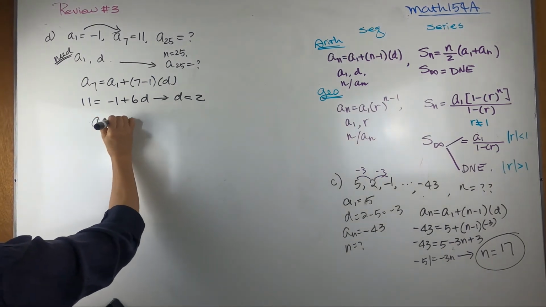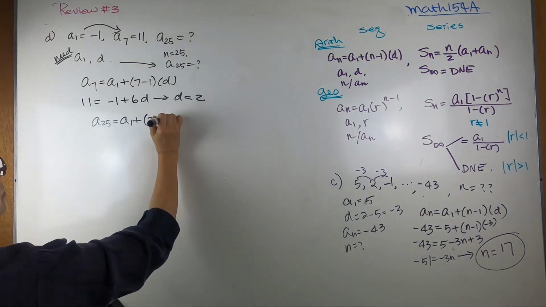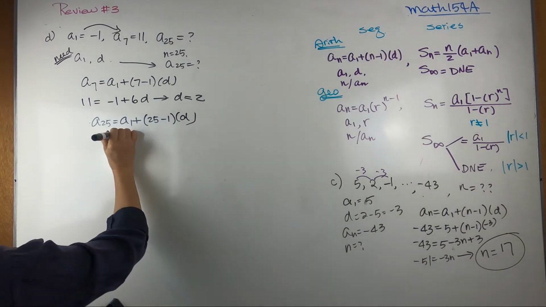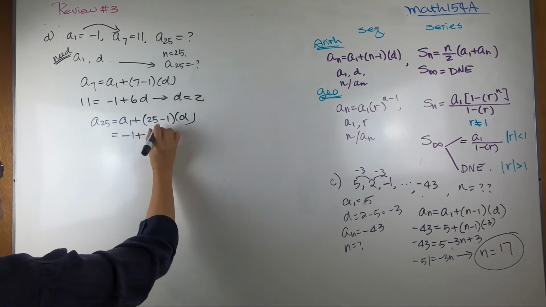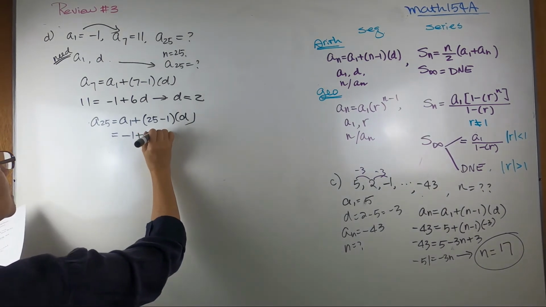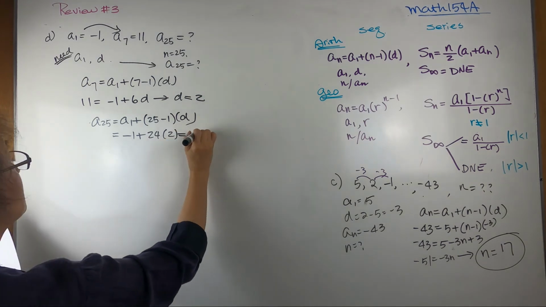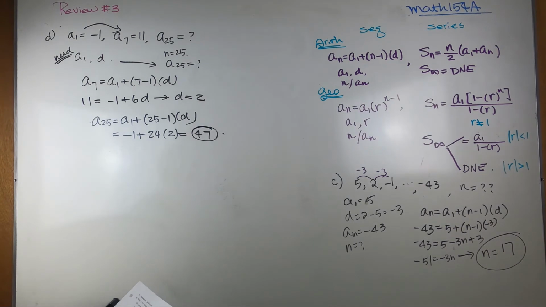If we know the D, we can find the 25th term, right? So A25 is what? A1 plus 25 minus 1, D away, right? So A1 is -1 plus 24 times D. D is 2, so that would be what? 47. Good?